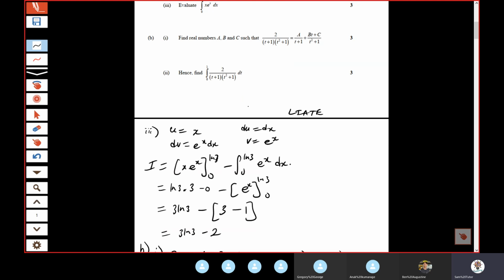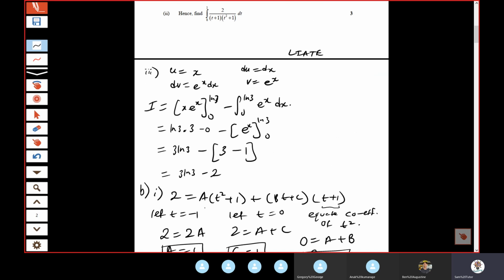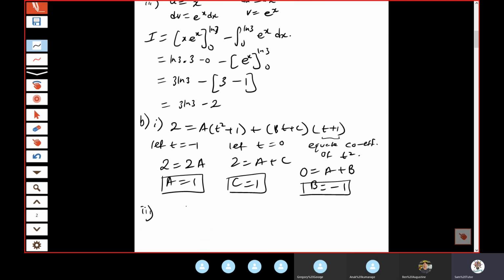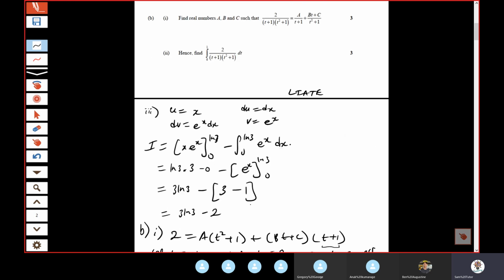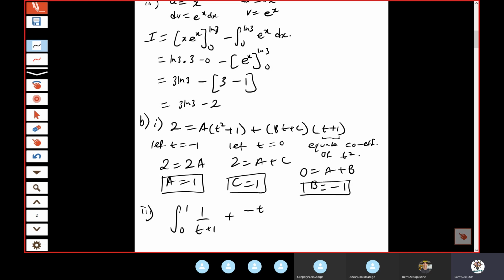Hence, integrate it. So double I, oops. Hence integrate, so the answer would be what? A, so 1 on, so the integral, 1 on t plus 1 plus b. b is minus 1, but I don't like that when I've got a plus. So what I do is leave it as a plus, minus t, then you won't get it wrong, plus c, over t squared plus 1 dt.